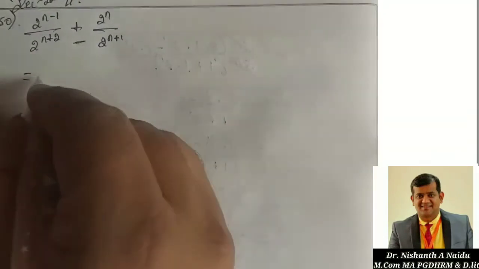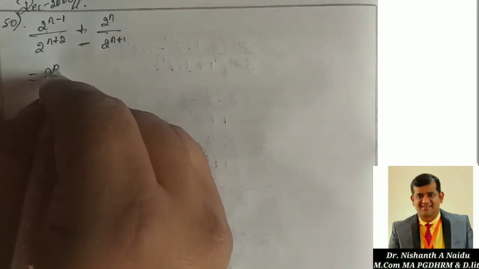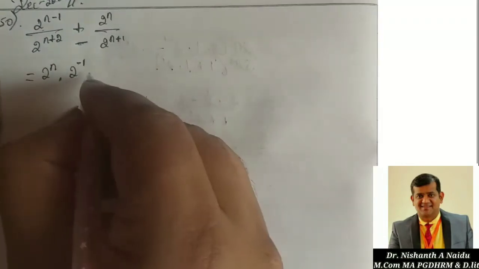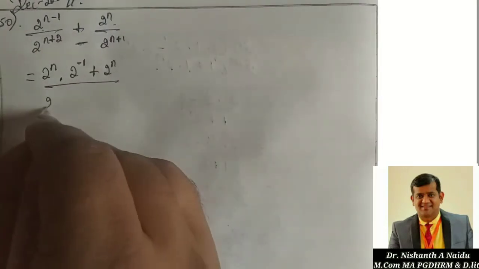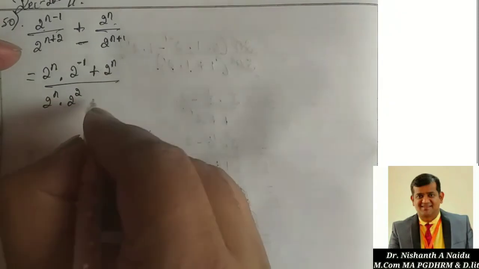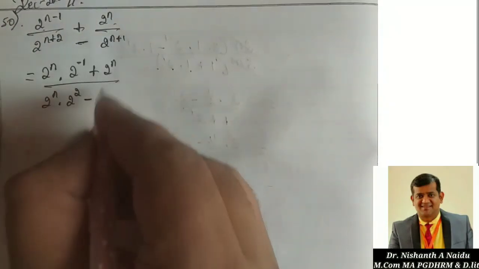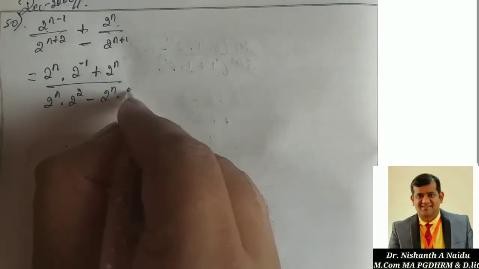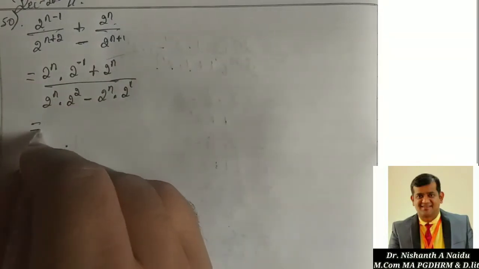So let us split up that 2 to the power of n into 2 to the power of minus 1 plus 2 to the power of n divided by 2 to the power of n into 2 to the power of 2, minus 2 to the power of n into 2 to the power of 1. So I have done the simplification part.